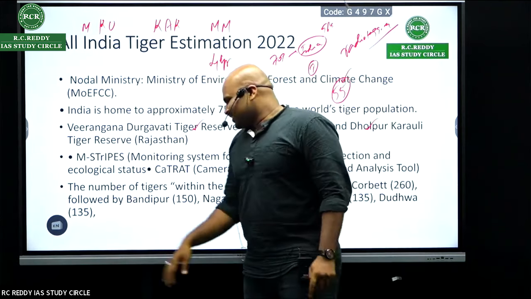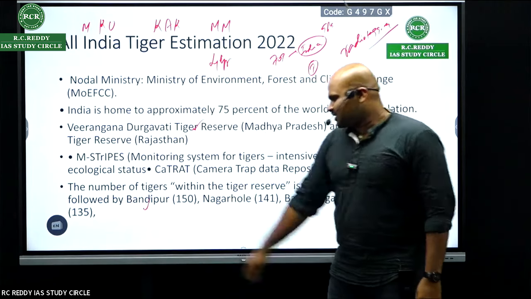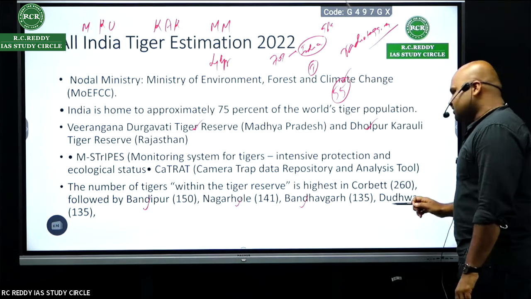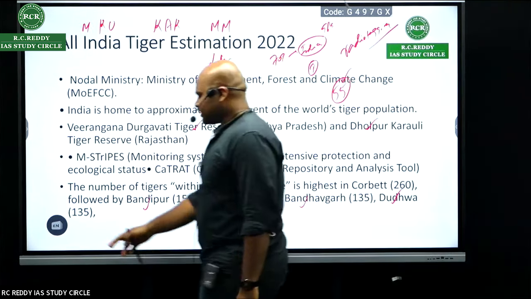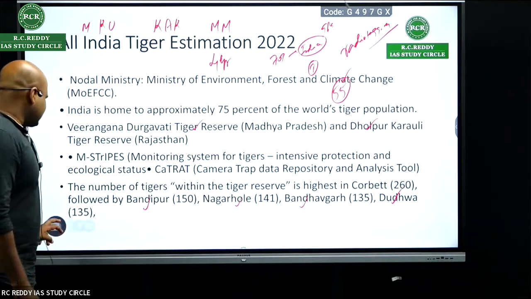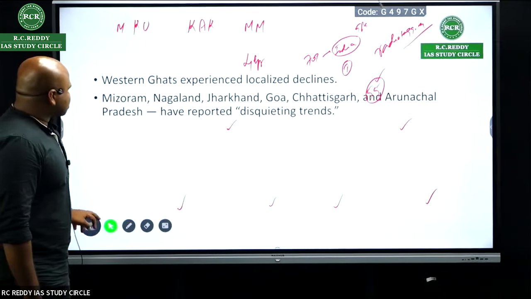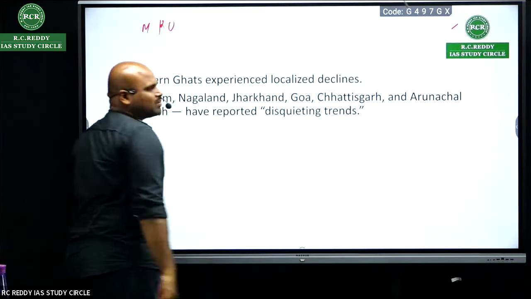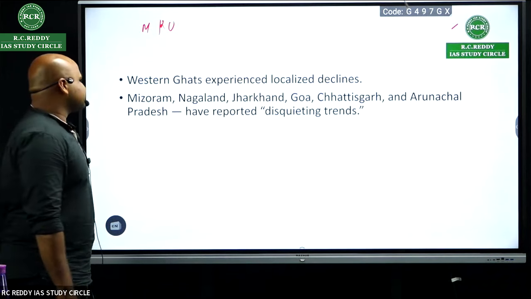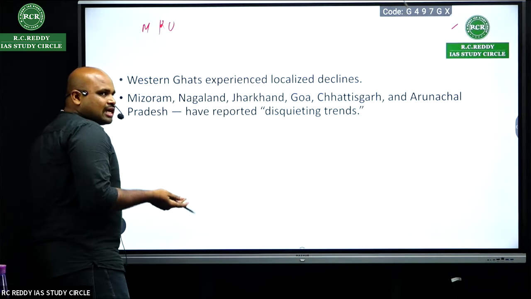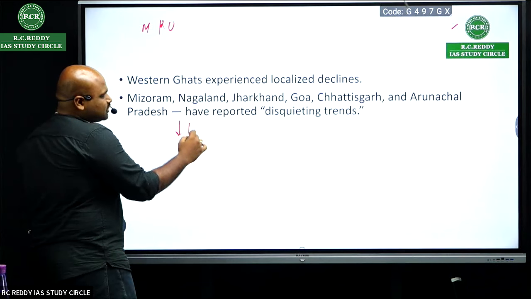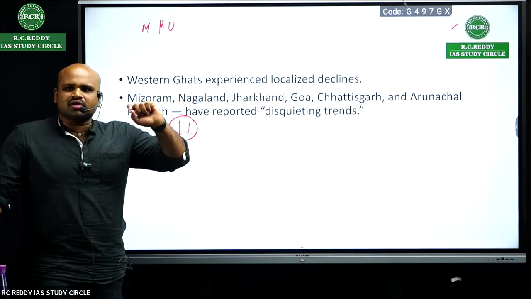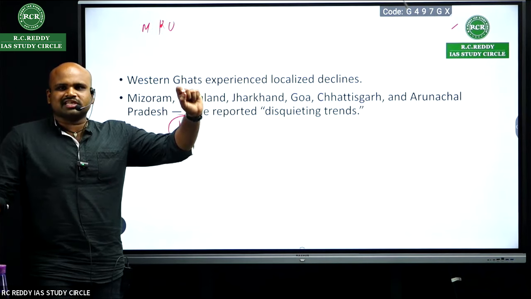We'll discuss. Okay. So we see the maximum is in Bandipur, then Nagarhole, then Bandhavgarh, then Dudhwa. Right? So these four are the regions which are present. Now also remember that there were reserves where we did not find any tiger population, and there were states where there was a dwindling tiger population. That means, if there is a statement which says that in all of the tiger reserves we see the population of the tigers increasing, is it right?